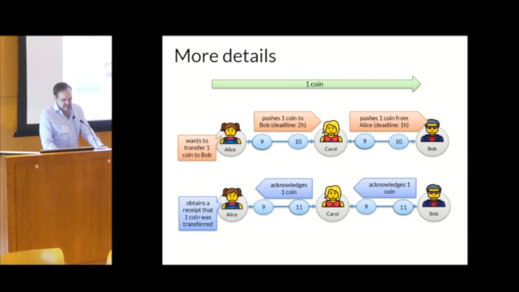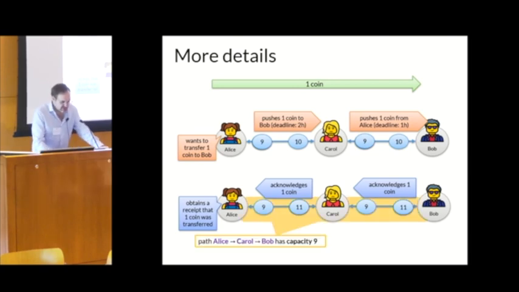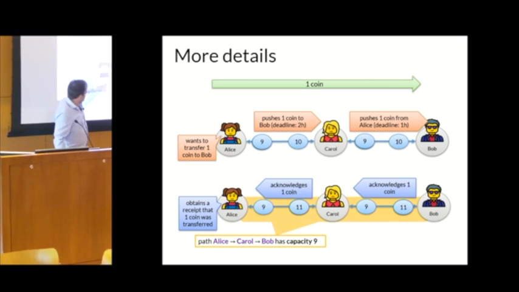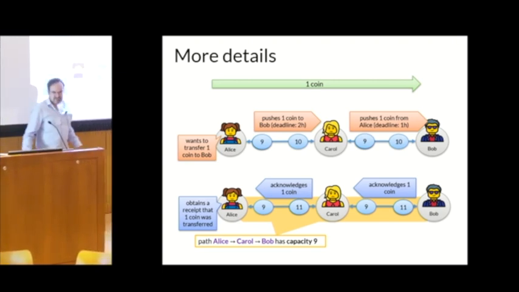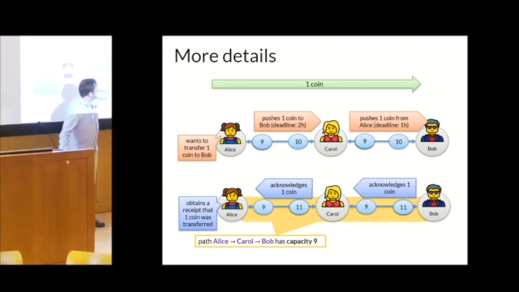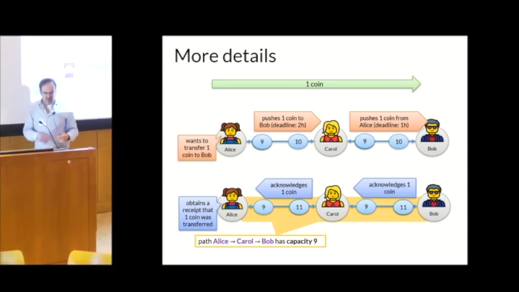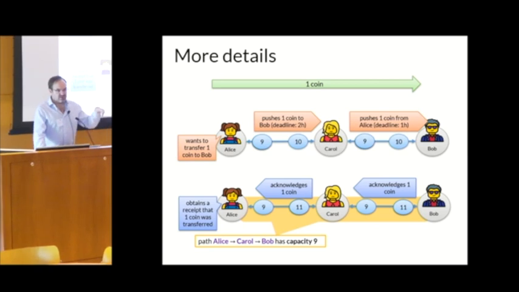And the channels can also have a capacity, right? So we can say, okay, here we have 9 coins. Alice has 9 coins, so this channel has a capacity 9 from Alice's point of view, and this channel also 9. So at most 9 coins can now be transferred from Alice to Bob along this path.